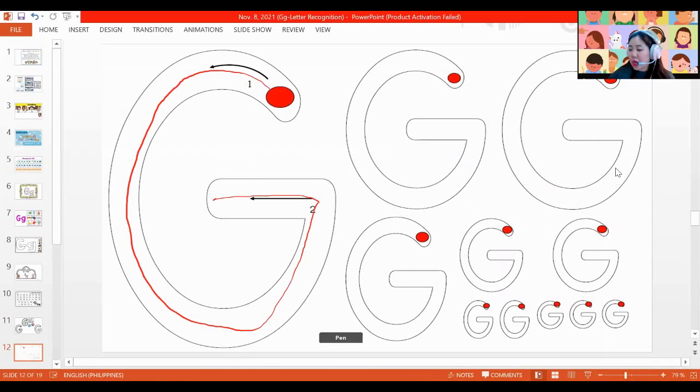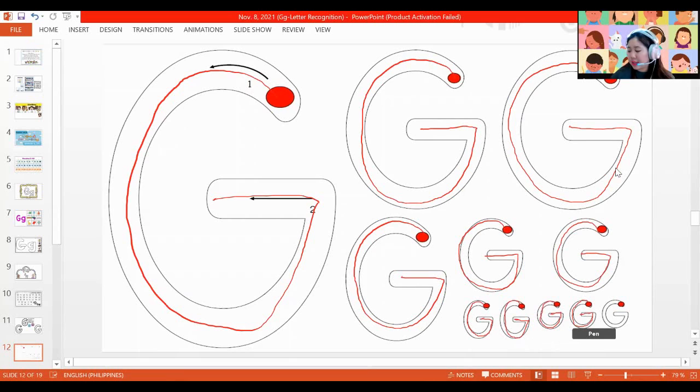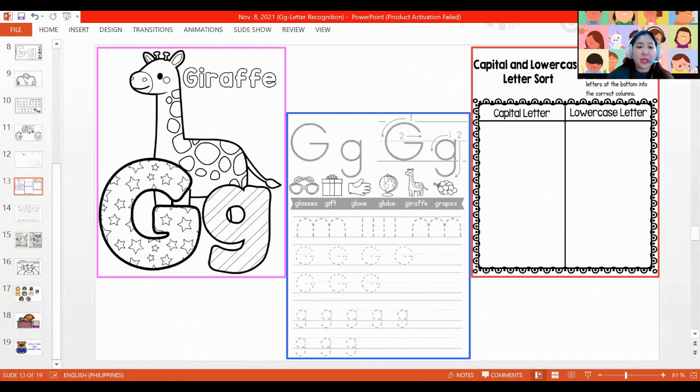So no need to rush, okay? You have to do it properly and slowly so that your capital letter G will not look funny. Make your capital letter G look very nice. Just like that. Okay? Already done? Finish writing your capital letter G? Wow, that was so fast. Okay, let's proceed to the next work.